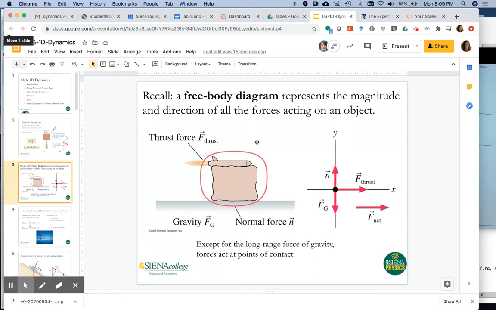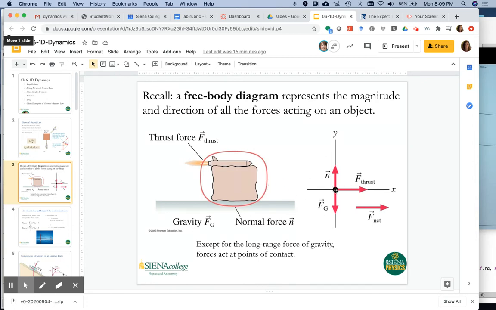So just remember that this is a picture that represents all the forces acting on an object. In this case, you have, I'm not really sure exactly what this is, maybe a block of ice with a rocket on the top of it that's propelling it to the right. So there's thrust from the rocket that will make it move to the right. There's a contact interaction between the block and the ground, so there'd be a normal force acting on the block. And then we have a long-range interaction with the Earth that creates the force of gravity.